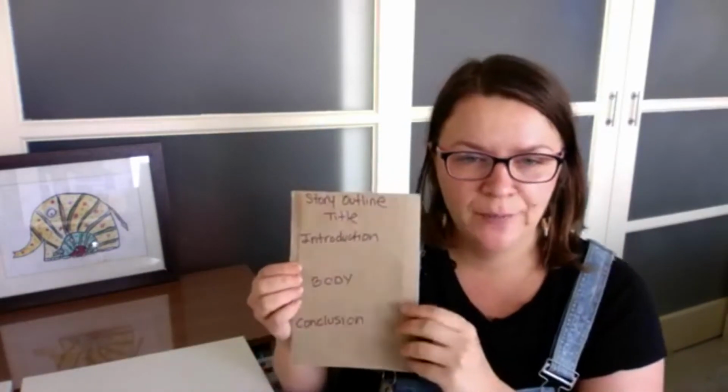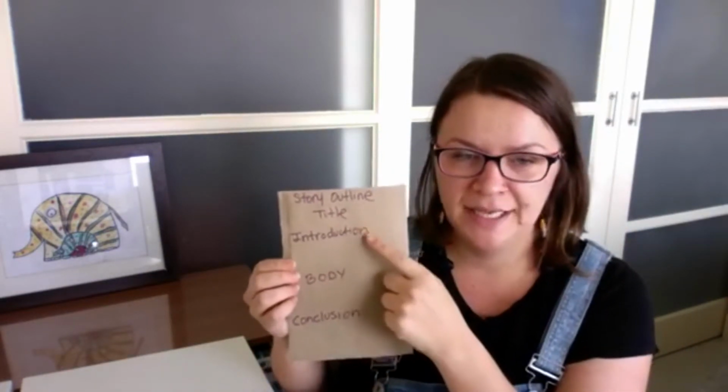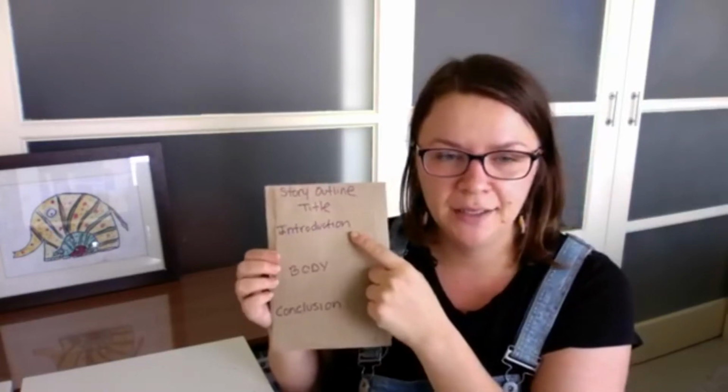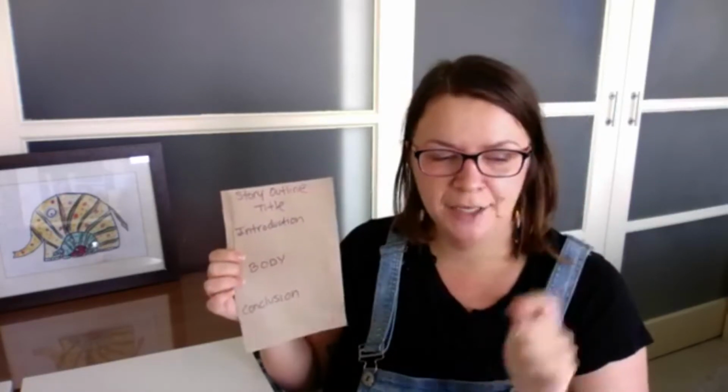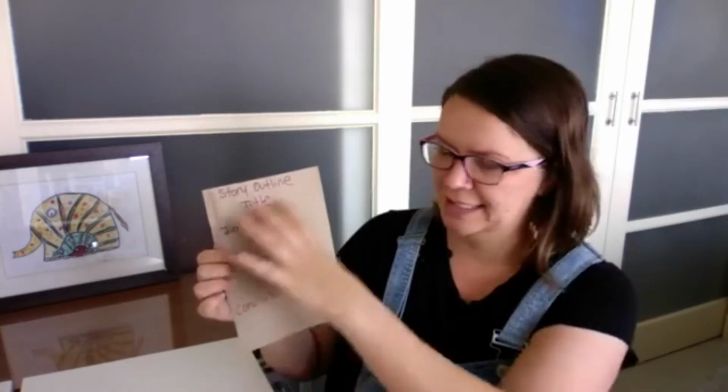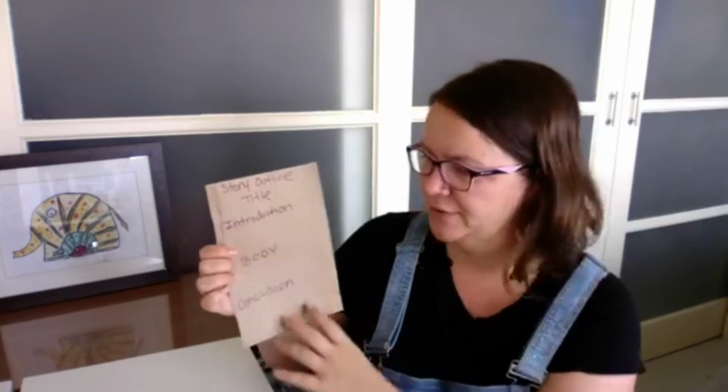Now the story. When we do a story outline, we have the title, the introduction, which is the beginning, and we have the body, which is where everything else in your story happens, and then we have the conclusion, the ending. Okay, so when we use the rising action and falling action, this is the easy way to outline it.